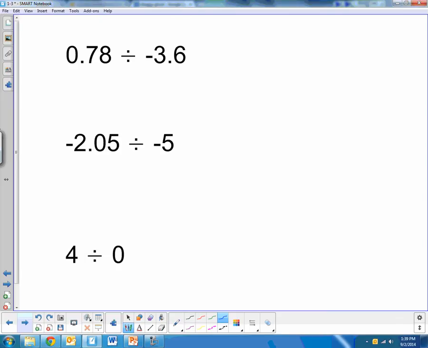Last little bit here, we're going to do some division with decimals. So I'm going to have you take a minute. I'm going to have you try these on your own, and then we'll try them together.